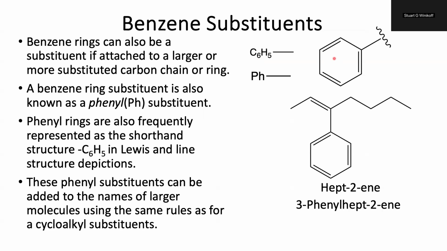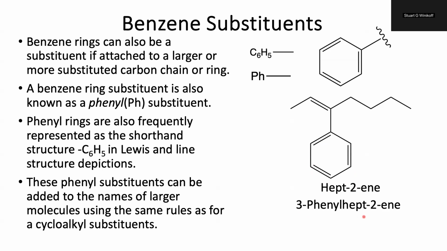Now, what we can do is more or less just treat this like it was a cycloalkyl substituent to a larger chain. So again, if I'm looking at this species, I've got a 2-heptene. So again, a 7-carbon long chain, with a double bond on the 2 position. This will get higher priority. So this ends up reducing my benzene ring to a simple phenyl substituent at the 3 position. So this becomes 3-phenylhept-2-ene.